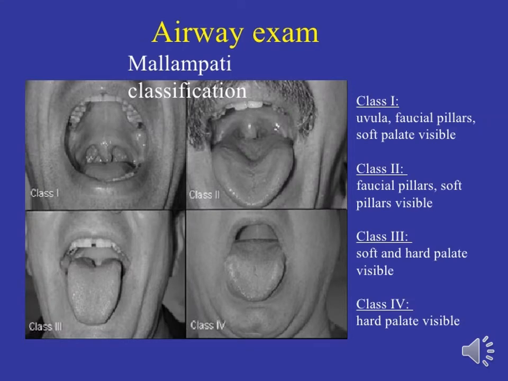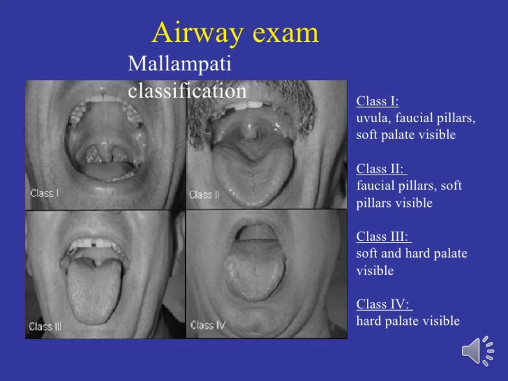The airway examination. We classify the airway into 4 categories. Class 1 is the simplest technique: I can see the uvula, anterior pillar, and soft palate. In class 2, it is slightly difficult: I can see the anterior pillar and soft palate. In class 3, I can see the soft and hard palate. In class 4, only the hard palate is visible.